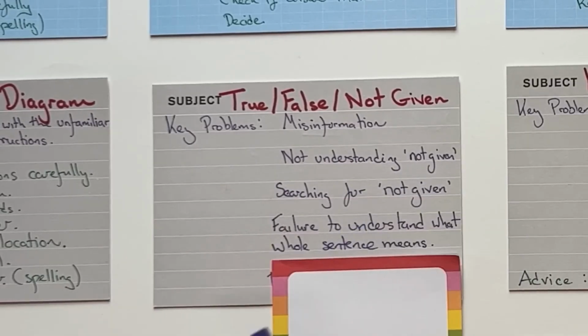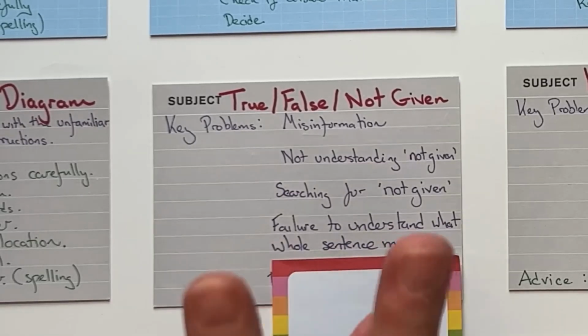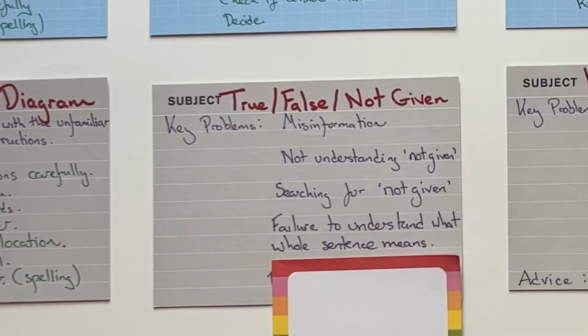Another big problem is a failure to understand what the whole sentence means. This is a problem because many teachers and YouTubers use what we would call a keyword strategy. Everything that they teach about IELTS reading is keywords, keywords, keywords. Now, sometimes keywords are important, but most of the time they're not. It depends on the question being asked.